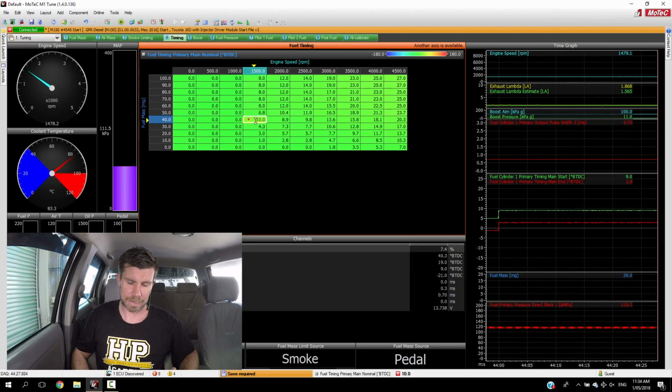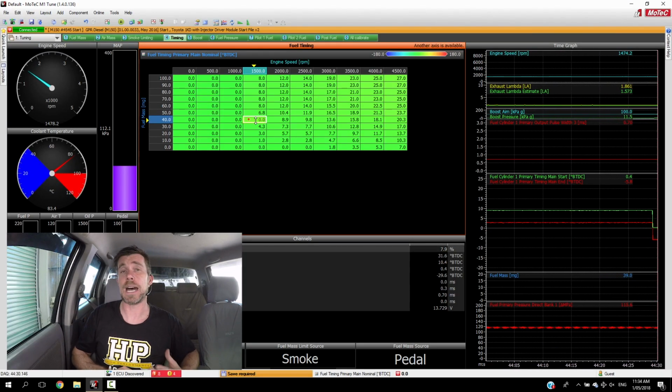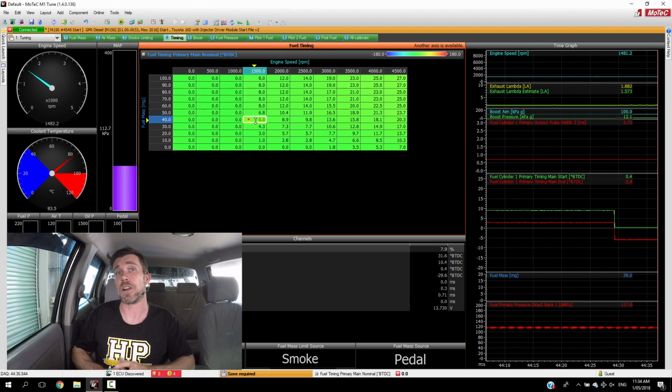Now we'll head back into our laptop software. This time I'm going to retard the timing. So remember, we started at 5.3 degrees. We've now gone to 0 degrees. So we're now starting our injection event right at top dead center.